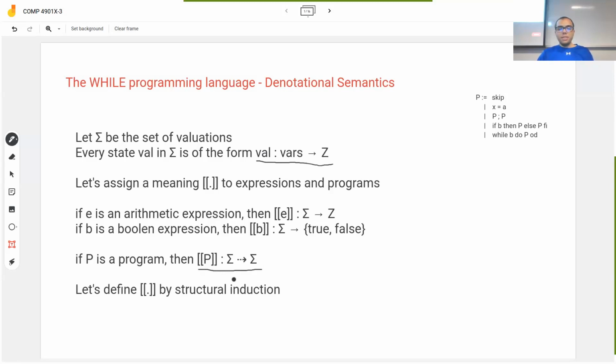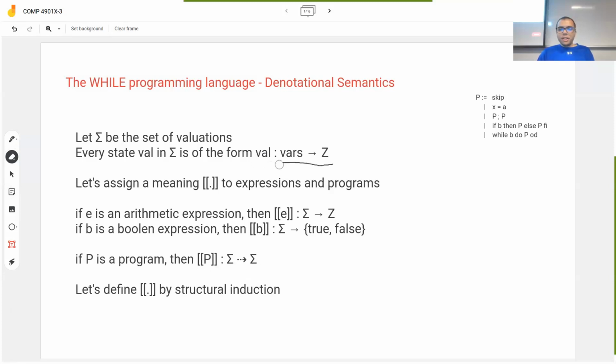So the meaning of P is a partial function from sigma to sigma. It basically takes an input and it gives you an output, but it's not a total function, it's a partial function because your program doesn't terminate on some inputs. So for some inputs, I don't have an output. So that's why I have a dashed arrow here. It's not a total function. Okay.